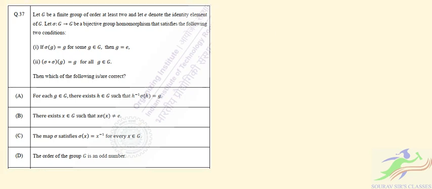Hello. So this is question number 37 from IIT JAM 2022. We have G, a finite group of order at least 2. So the order of G has been given as at least 2, minimum 2. And E denotes the identity element of G. So let sigma be a bijective group homomorphism that satisfies the following two conditions.